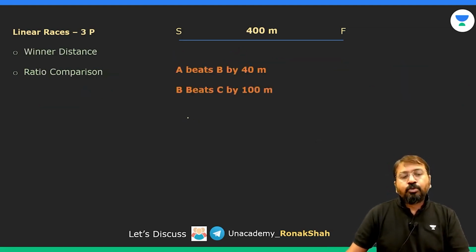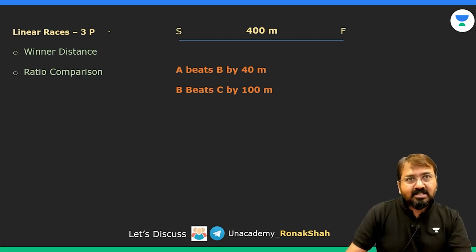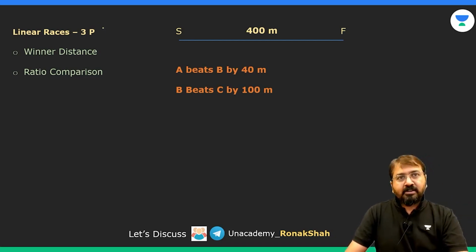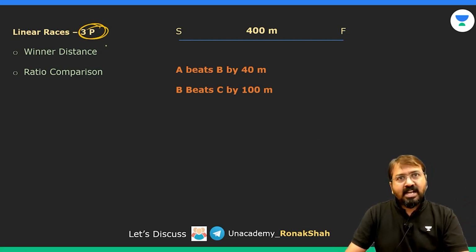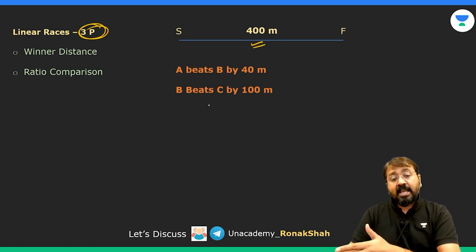Now let's look at a few more points. What we discussed earlier was mainly for the 2-participant race. Of course, that concept can also be used for 3 participants, but most of the 3-participant questions can be solved by the concept of ratio. So let's understand how to use that, and then we'll look at questions. Suppose you are told that in a race of 400 meters, A beats B by 40 meters and B beats C by 100 meters.